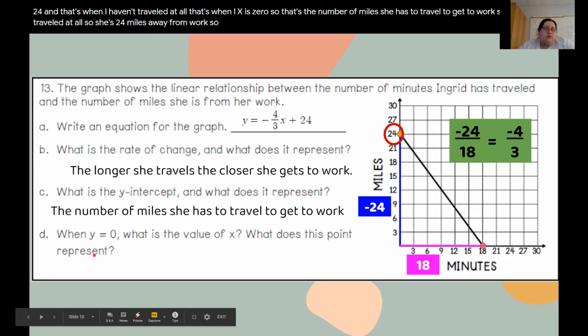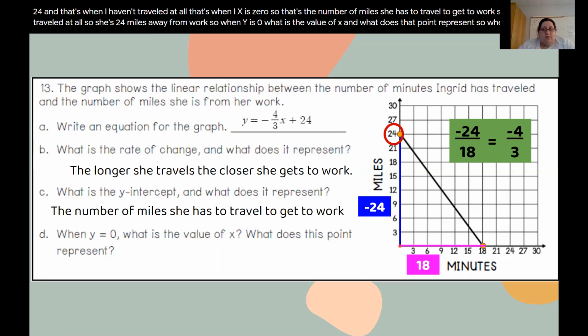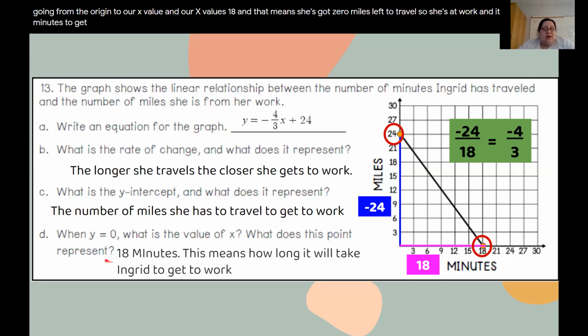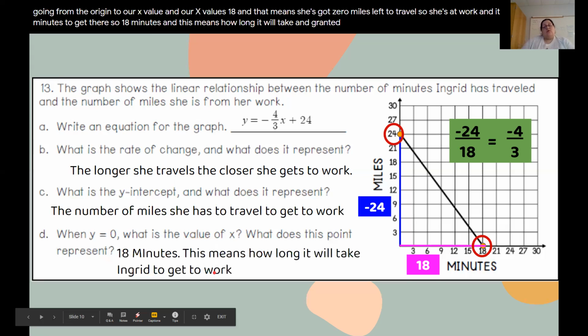So when y is 0, what is the value of x, and what does that point represent? So when y is 0, we're going from the origin to our x value, and our x value is 18. And that means she's got 0 miles left to travel. So she's at work, and it took 18 minutes to get there. So 18 minutes, and this means how long it'll take Ingrid to get to work.